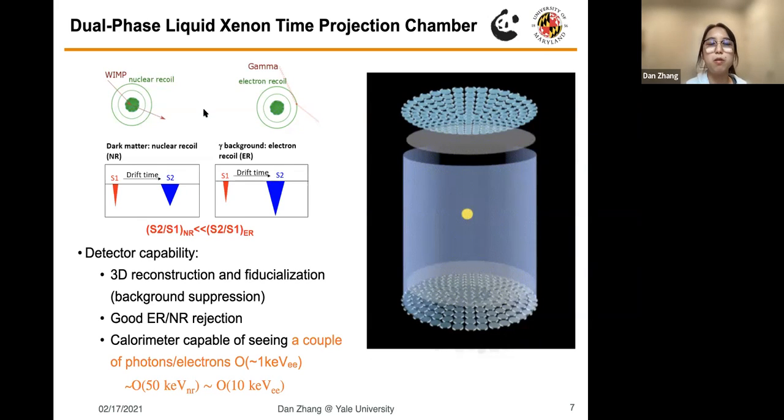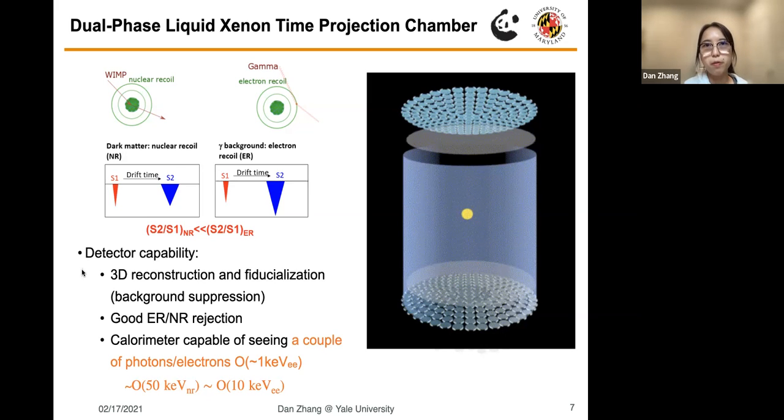We care about two kinds of physics events at the low-energy end: NR, nuclear recoil, and ER, electron recoil. Our target signal, WIMP, belongs to the nuclear recoil, which interacts with the nucleus of xenon, while gammas and betas interact with the electrons outside of the nucleus.